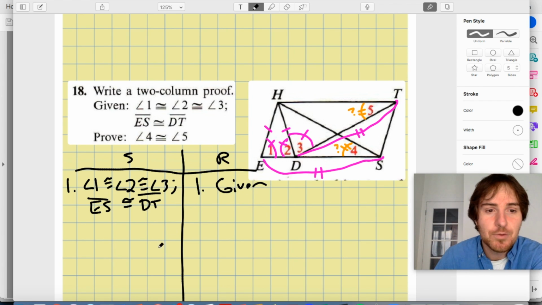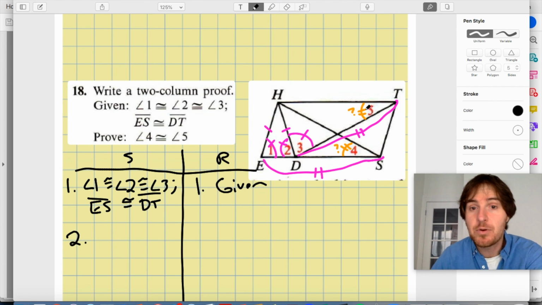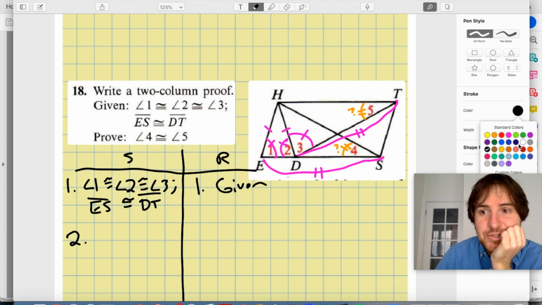Anyways, we got my given premise here, step 2. Maybe we're thinking about what we're trying to prove. Trying to prove angle 4 is congruent to angle 5. We got that one here, and how are we going to do that? Okay, so I got HE is a side of, maybe I'll start marking it up, and hopefully I'm right on this one here.